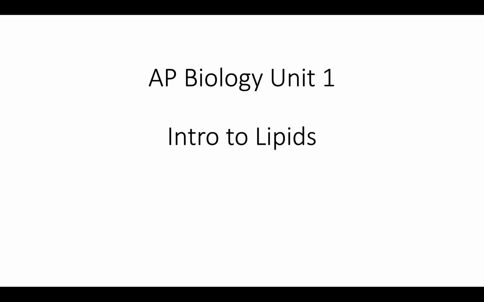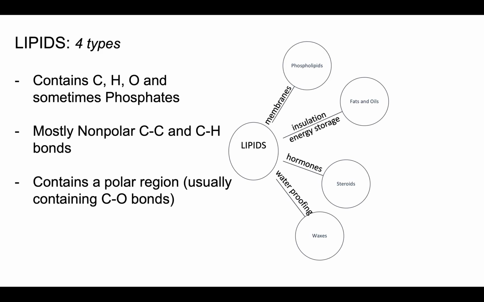AP Biology Unit 1, Intro to Lipids. There are 4 types of lipids: phospholipids, fats and oils, steroids, and waxes. Lipids contain carbon, hydrogen, oxygen, and sometimes phosphates.